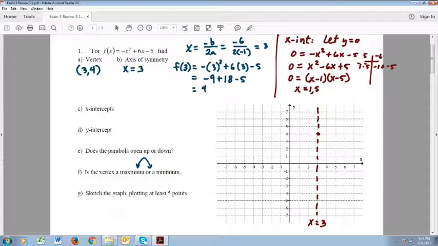So we have two x-intercepts, which from the picture is not surprising. And so 1, 0 and 5, 0 are going to be on the graph. Let's go ahead and put those in. So we've got 3 points, we've got to find 2 more.